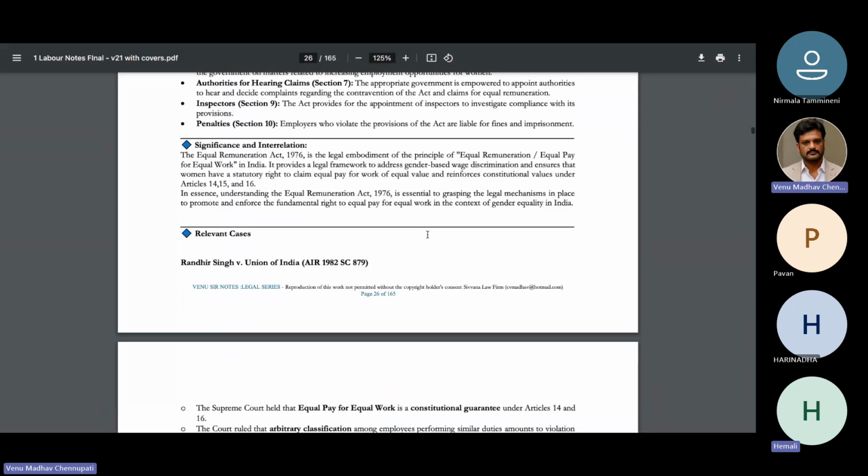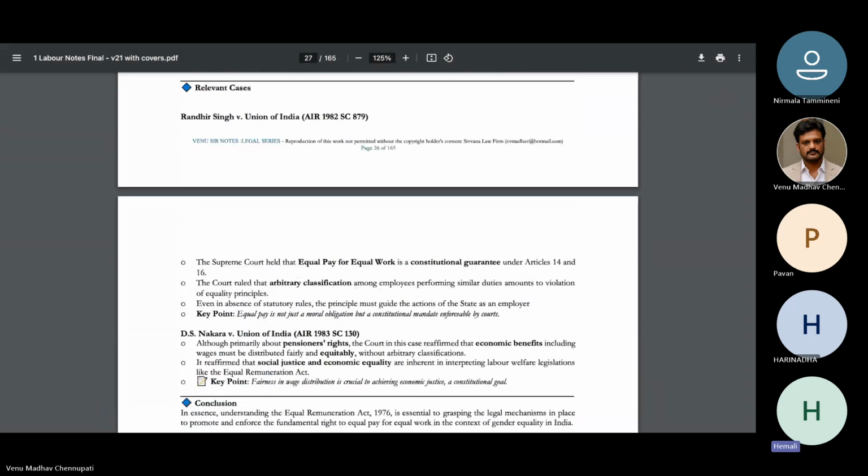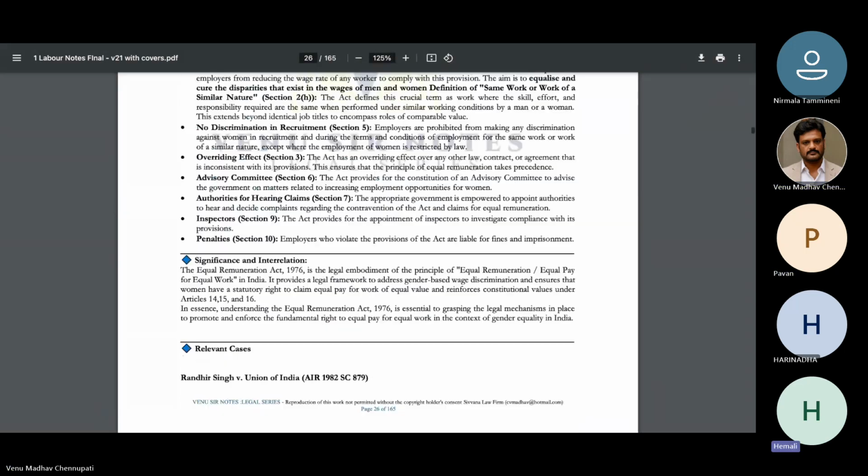Randhir Singh versus Union of India. The Supreme Court held that equal pay for equal work is a constitutional guarantee under Articles 14 and 16. The court ruled that arbitrary classification among employees performing similar duties amounts to violation of equality principles. Even in the absence of statutory rules, the principle must guide the actions of the state as an employer.